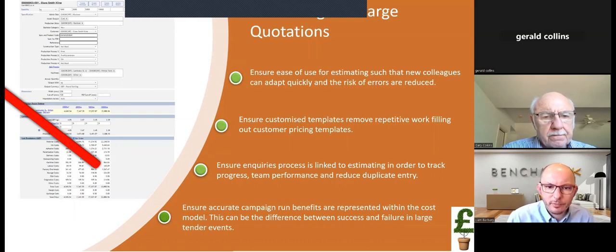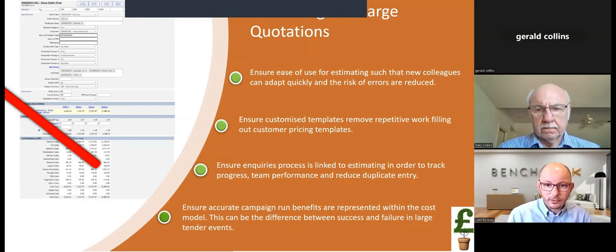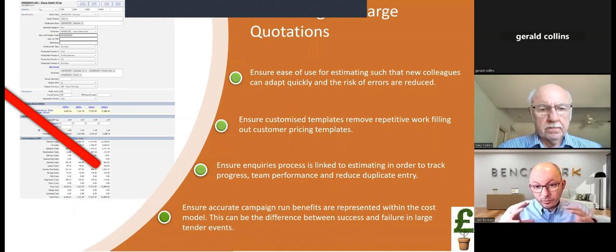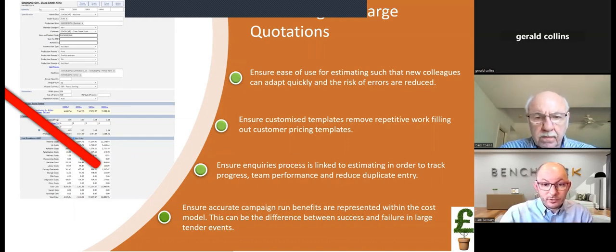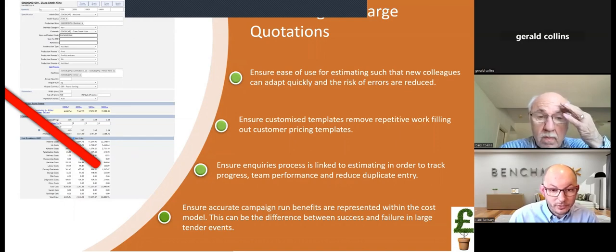And then campaign run benefits. Again, I work in a manufacturing industry, so anybody else on the call that is as well. Campaign running is where you group similar designs or items together to reduce the burden on setup and the setup cost ultimately.